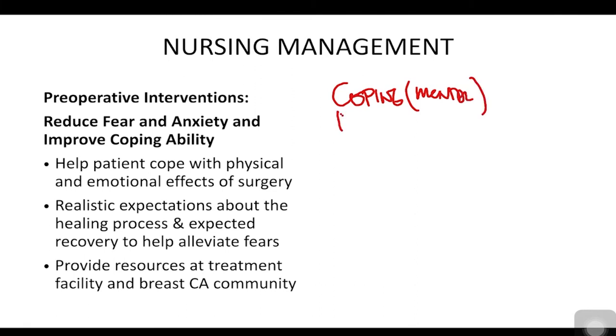Okay, so you're reducing fear, anxiety, and improving coping. So it's more of your mental stability, coping, and then realistic expectations. This one is a little bit hard part, especially for the patient, but acceptance.